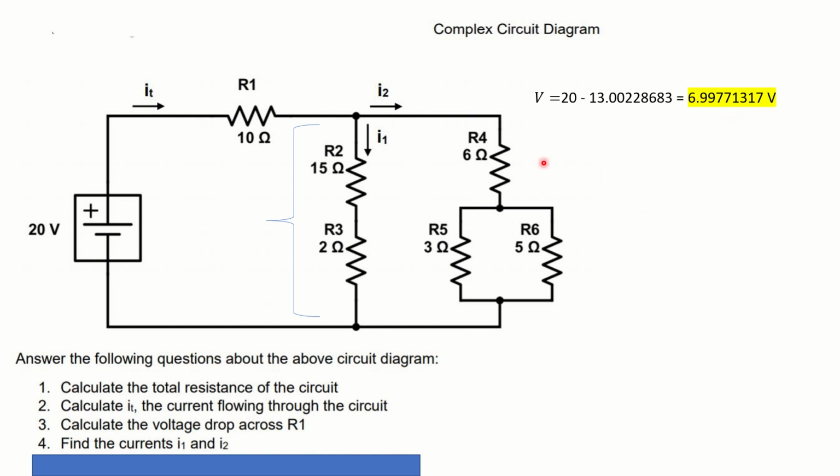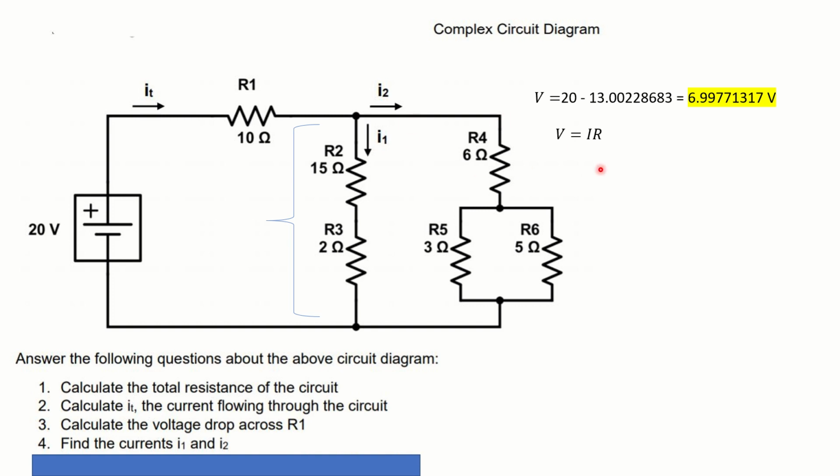Okay, so if we know that the total voltage of this chunk right here is almost 7, we know that this path right here, I1, and this path right here, I2, both have that same voltage, because voltages in parallel use identical voltages to other branches. So if there's almost 7 volts here, there's going to be almost 7 volts here as well.